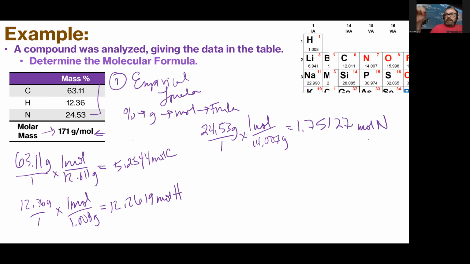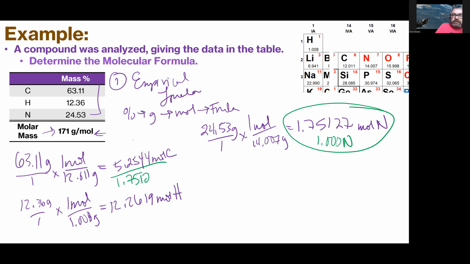Okay, so we have moles. To get the moles to a formula, we need a ratio, and I hope we remember that we can divide by the smallest to get that ratio. We have 5, 12, and 1. So this is our smallest, which means the nitrogen. For 4 significant figures, our nitrogen is 1.000. Both of these will get divided by the nitrogen moles, 1.75127 moles. That'll give us carbon and hydrogen, and then we'll have an empirical formula.